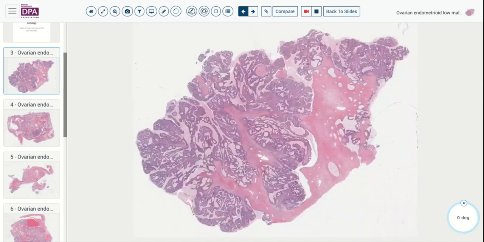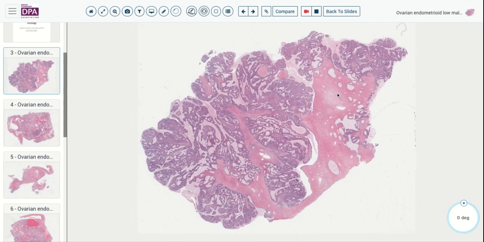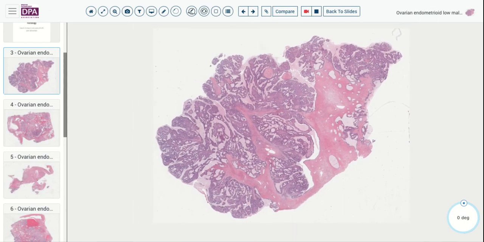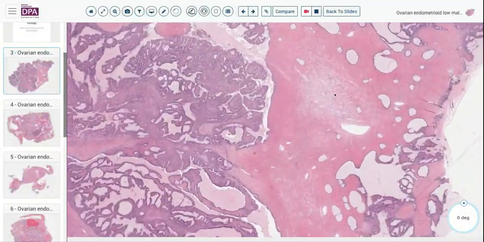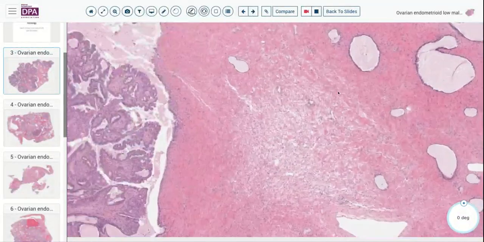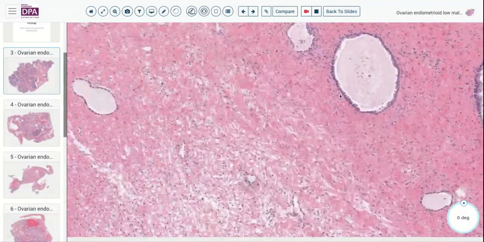Here we can see a sort of lobulated configuration, some polypoid or papillary-like areas interspersed with glandular spaces and some fairly eosinophilic stroma. We also note that there are some cystic spaces which are not particularly complex. So we'll look first at those spaces and see what is going on here.